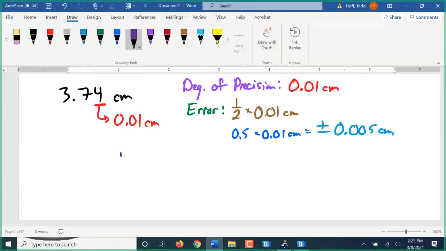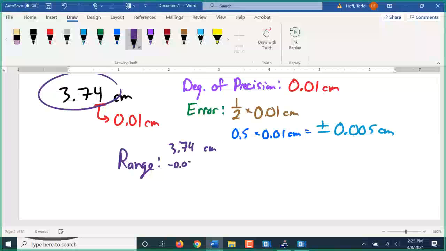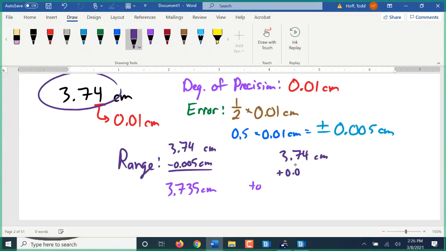Which means the implied range of that measurement is from 3.74 centimeters minus 0.005, which is 3.735 centimeters, to 3.74 centimeters plus 0.005 centimeters, or 3.745 centimeters.